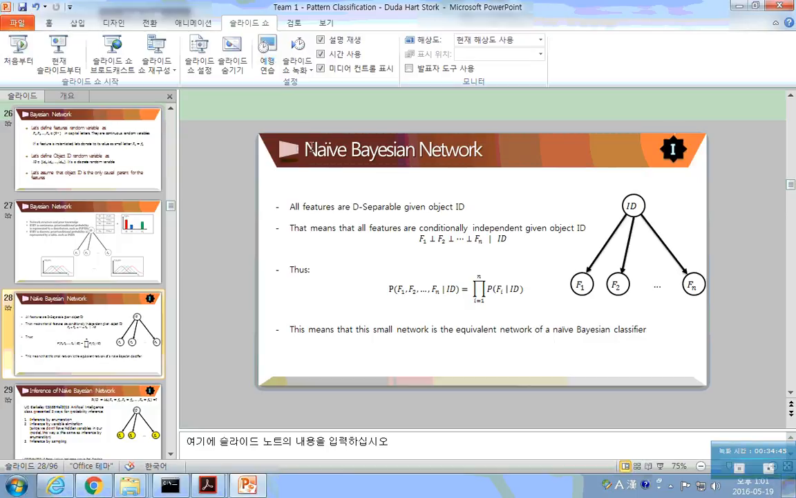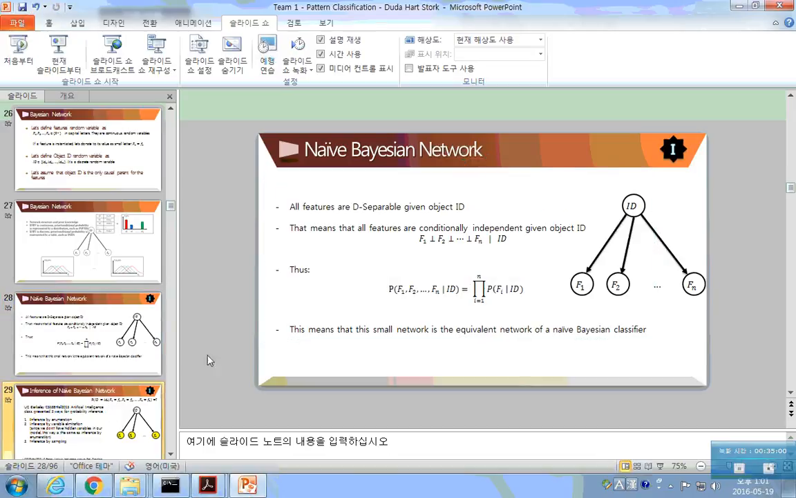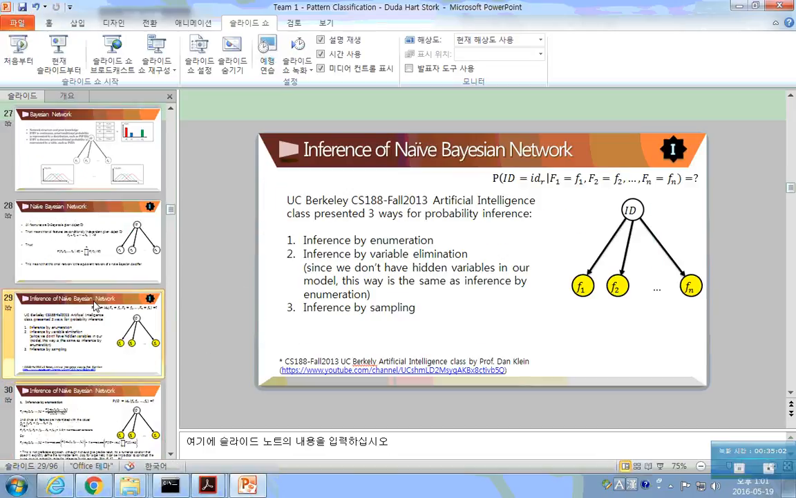This is particular to the naive Bayesian network. They are completely independent. So when we measure the likelihood, as we saw a little bit earlier, the probability of the features given the object ID is just the multiplication of all the individual features. I think I have to go through faster.